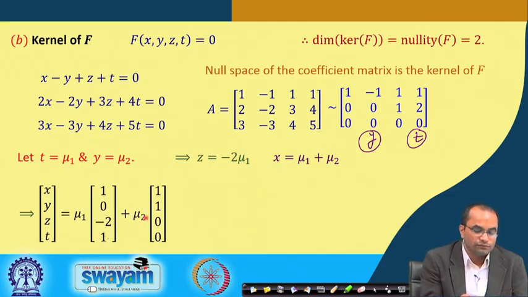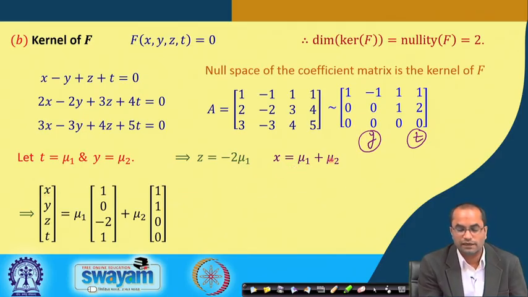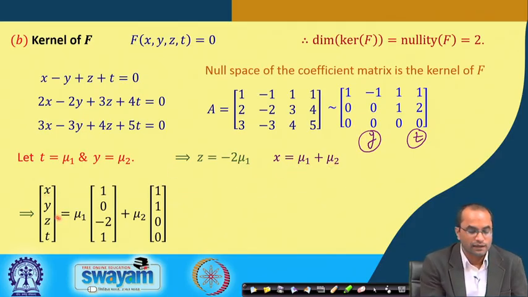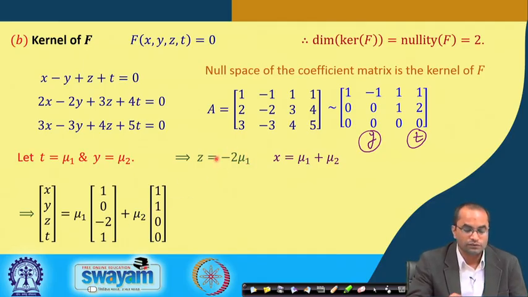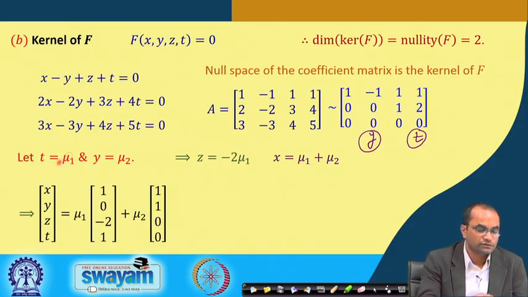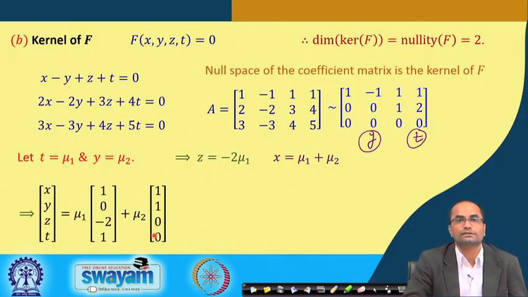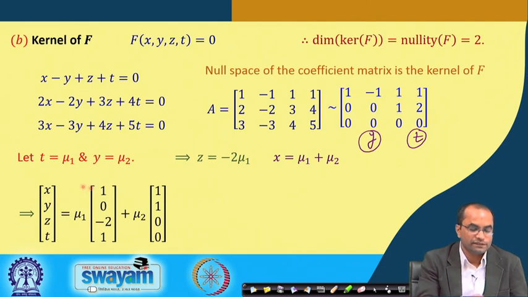Similarly, with mu 2 also we can collect the coefficients. In x we have mu 2, so 1, and then y also has mu 2, which is 1. The z has mu 1, which is minus 2, but it does not have mu 2, so here 0, and also t does not have mu 2, so this coefficient is 0. So, we have written the solution x, y, z, t in terms of mu 1 and mu 2.